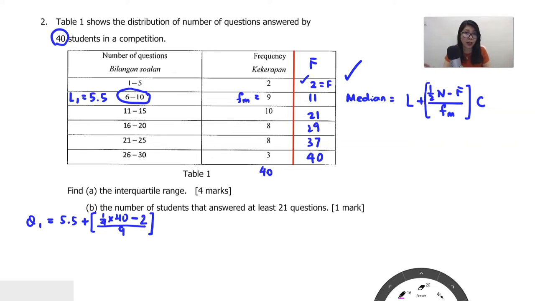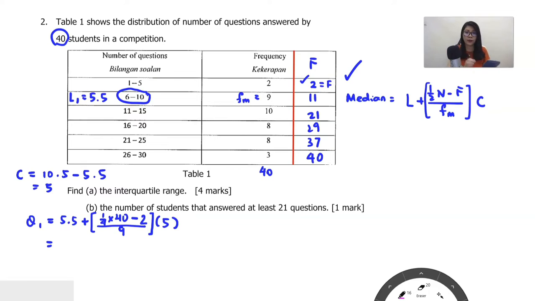C is the size of class. So to find C, our C is actually the upper boundary minus the lower boundary. Let's say I'm going to choose the L1 class. So the upper boundary is 10.5 minus the lower boundary 5.5. So 10.5 minus 5.5 is equal to 5. So C is 5.